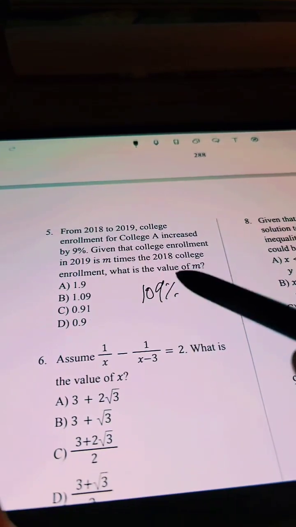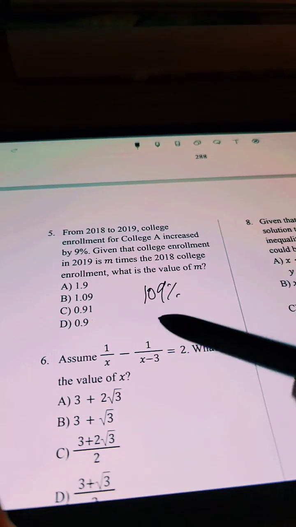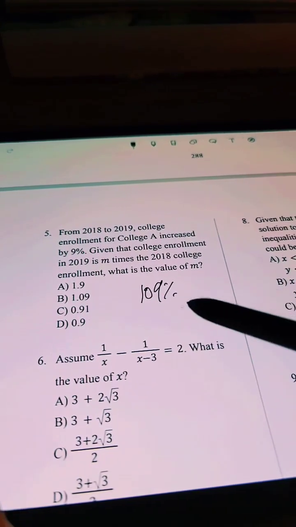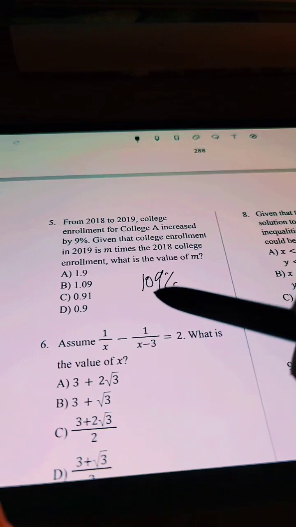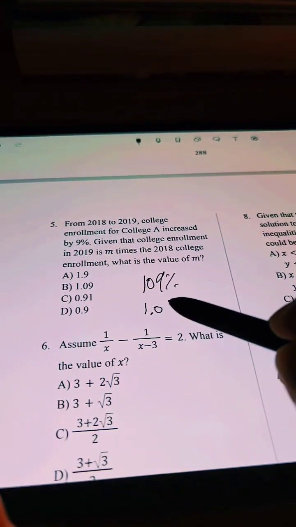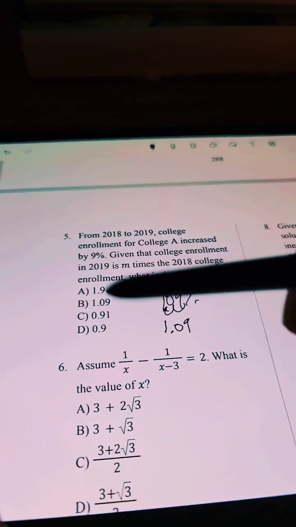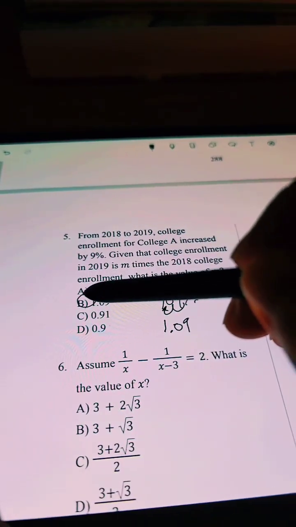So you want to take 109% of that number, which we first need to turn into a decimal before we multiply by it to get the college enrollment for 2019. So we would turn this into 1.09, because we move the decimal 2 to the left. And that's going to be answer B.